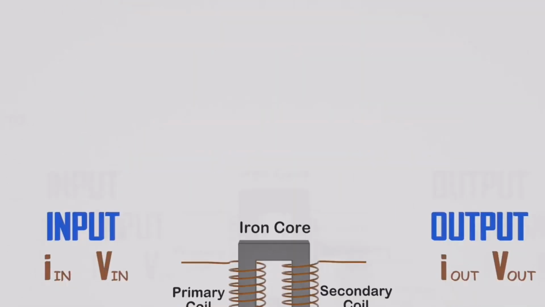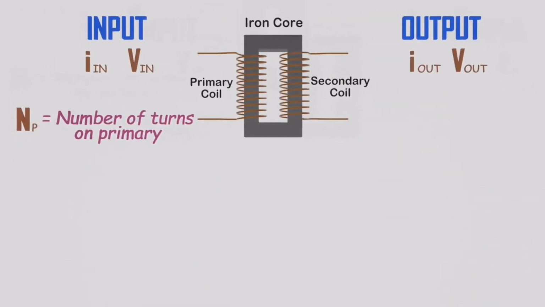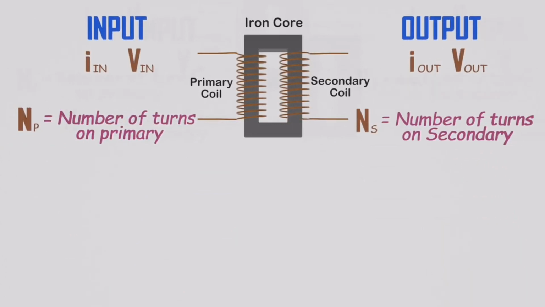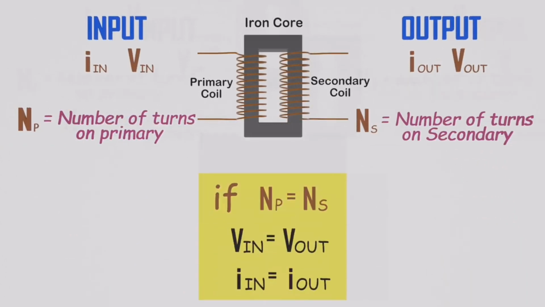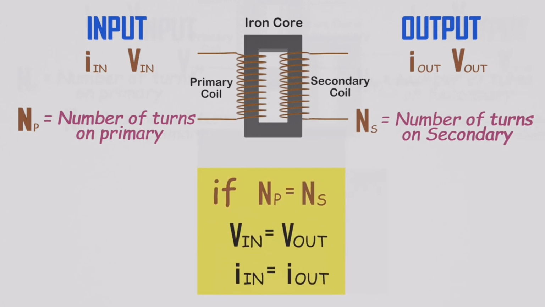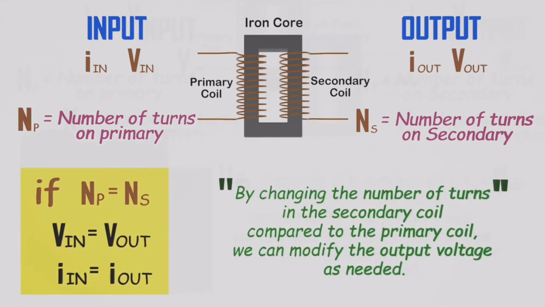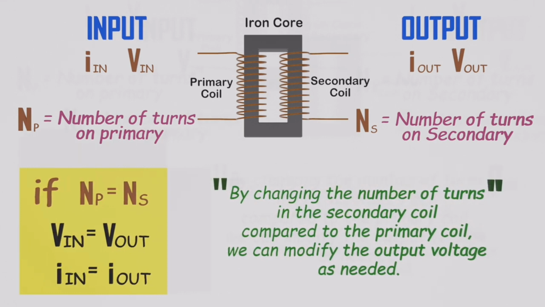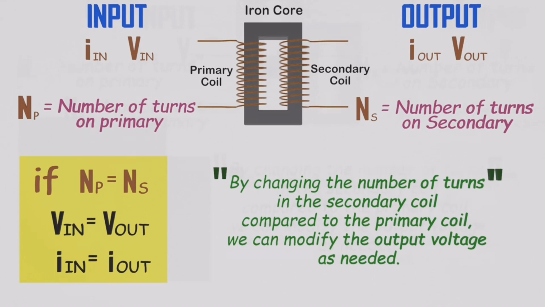Let's consider the number of turns in each coil. NP is the number of turns on primary winding. NS is the number of turns on secondary winding. If the number of turns on primary coil and secondary coil are similar, the input voltage and current are equal to the output voltage and current. However, by increasing or decreasing the number of turns in the secondary coil compared to the primary coil, we can modify the output voltage as needed.